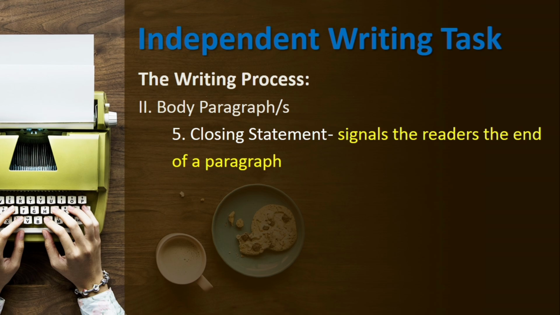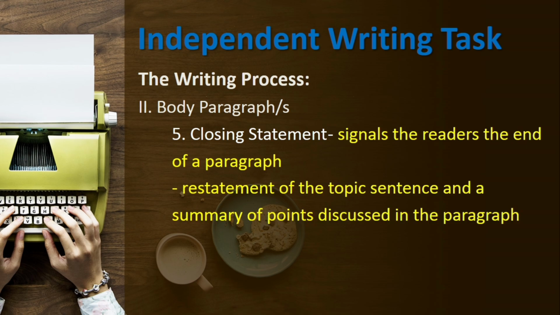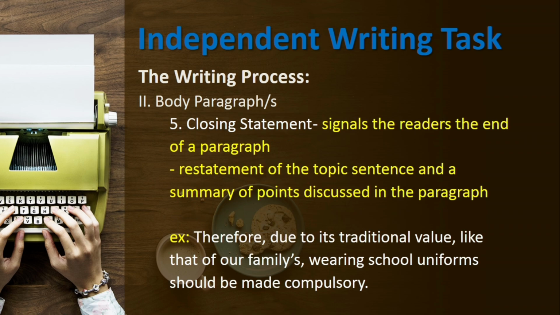When writing one, start the sentence with a transition like, therefore, so, or consequently. Then it will be followed by a restatement of the topic sentence and a summary of the points discussed in the paragraph. It may be written as, therefore, due to its traditional value, like that of my family's, wearing school uniforms should be made compulsory.